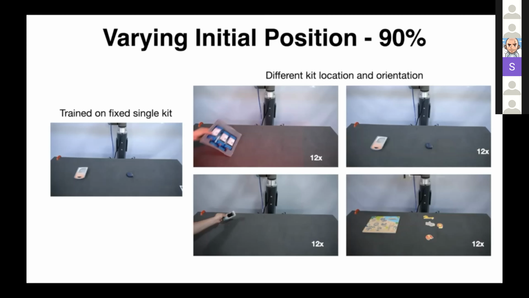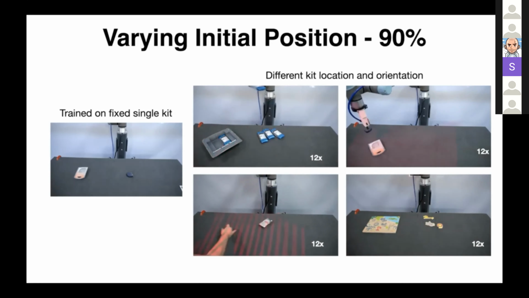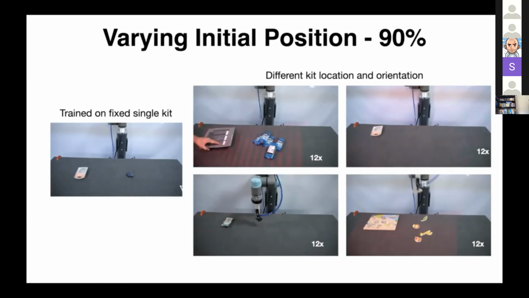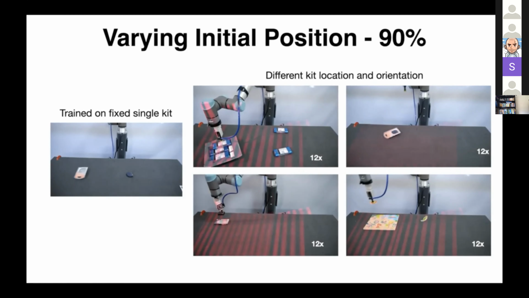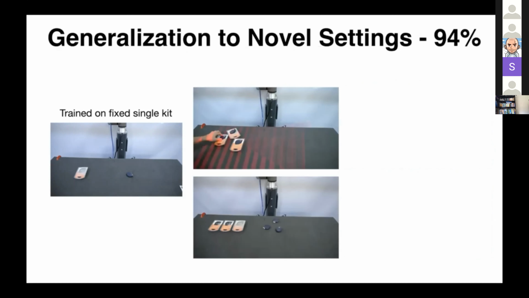Here I'm going to show you the system in action. First, while the system is trained with objects that have a fixed position and orientation, it is able to generalize to different initial configurations with 90% success rate. Second, while the system is trained with single object disassembly data, it is able to generalize to new scenarios where there are combinations of multiple and different kits.